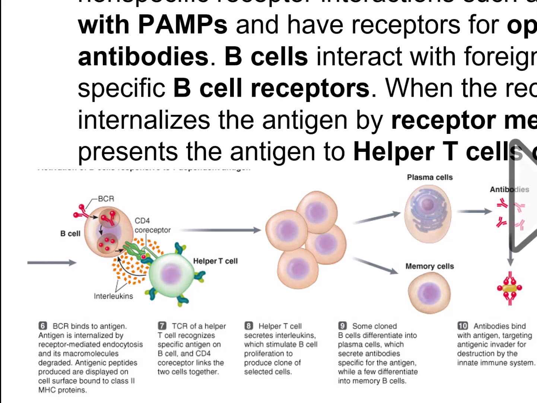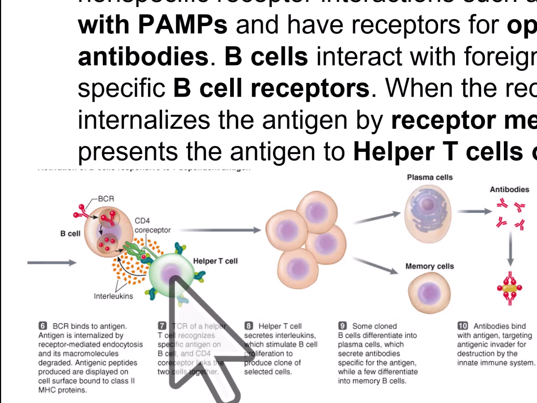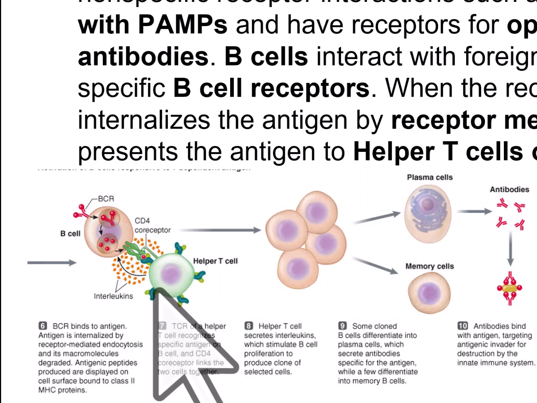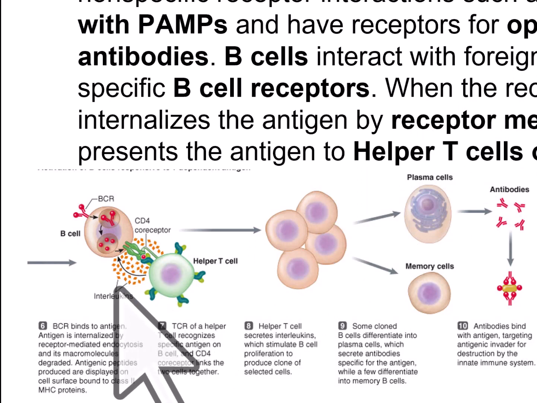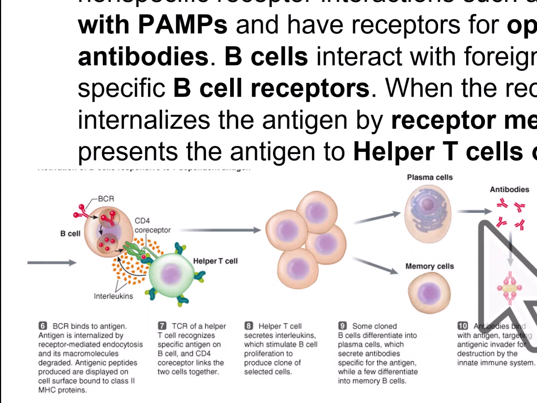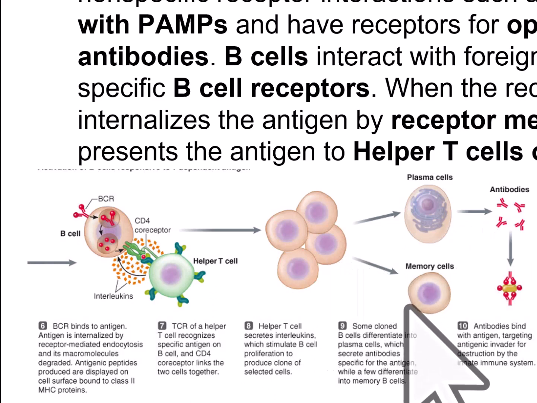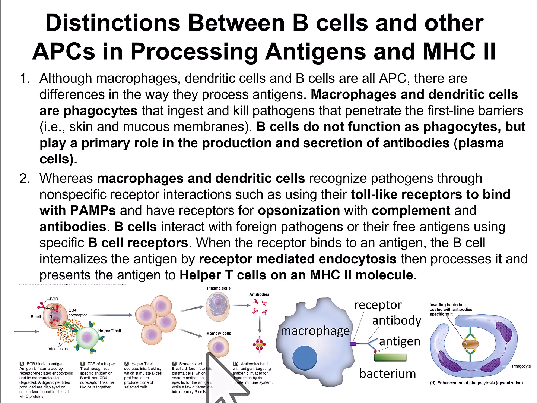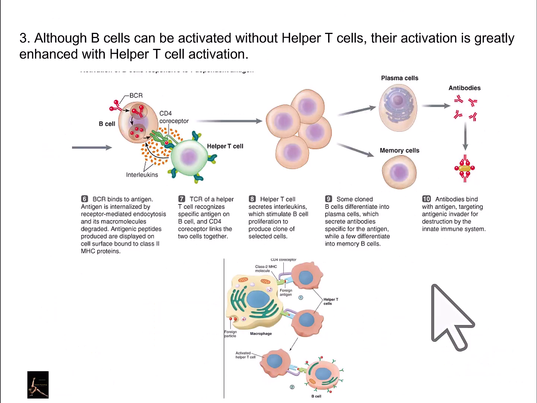And if you activate a helper T cell, then that will cause this helper T cell, as you can see here, to release chemicals, like interleukins, which then activate the B cell to make multiple clones. And some of these clones are going to become plasma cells that produce antibodies, and others are going to become memory cells. So helper T cells are really important in the activation of B cells. And you want to make sure you note this.